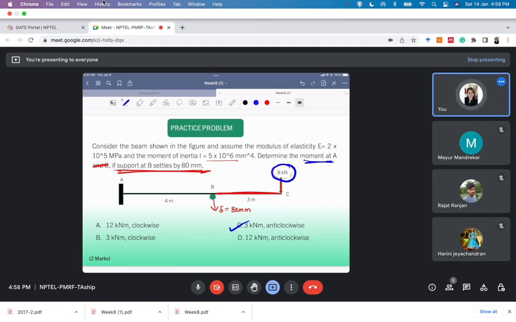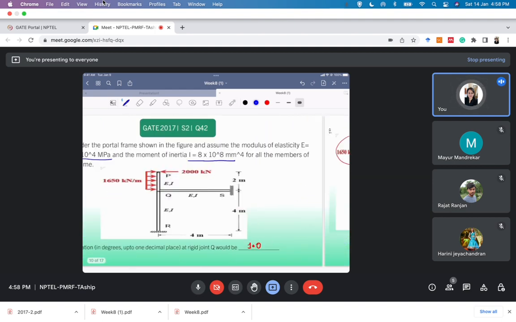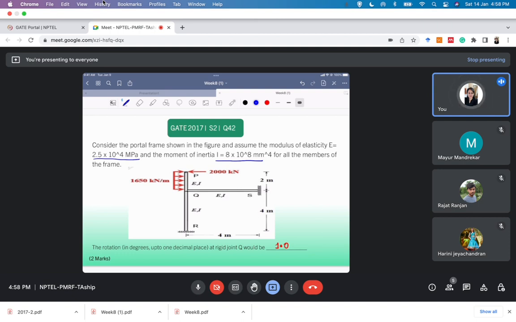I tried to find all the problems related to the slope deflection equation in GATE, but I could find only 2 or 3 problems using this method. So if you could get some other problems, just practice them, or practice using mock tests and all. Okay, if there is no confusion, then I'd like to close the session for today.